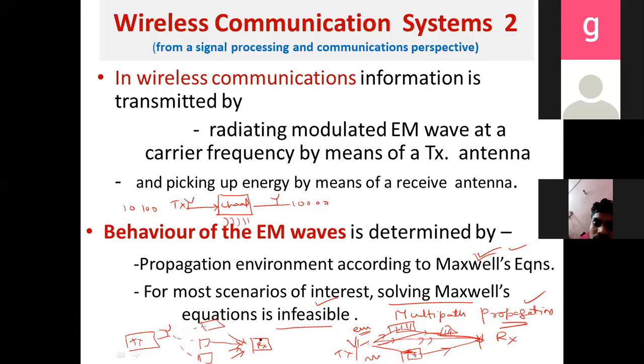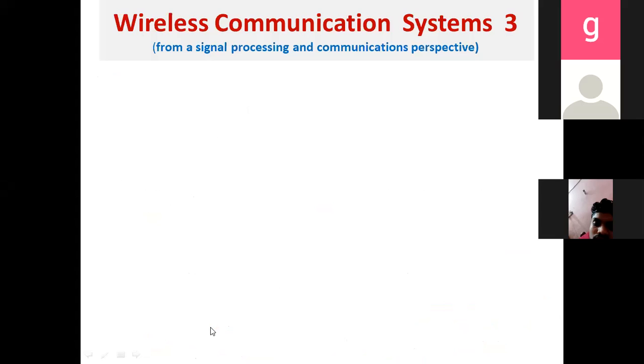So except for free space communication, such as satellite propagation, the electromagnetic wave interacts with many objects. These objects may be dielectric objects, conducting objects, or semi-conducting objects. The same thing, let me discuss in the next slide.